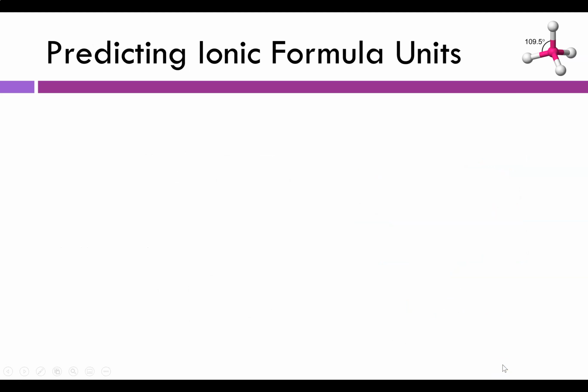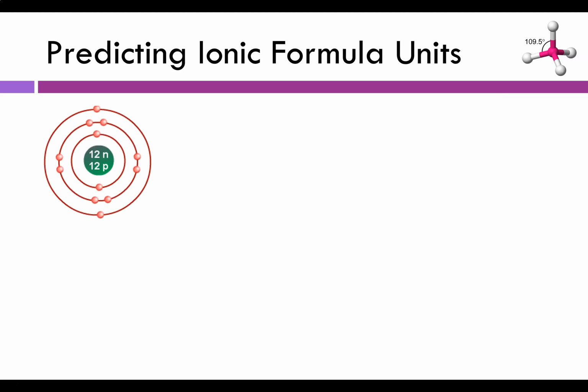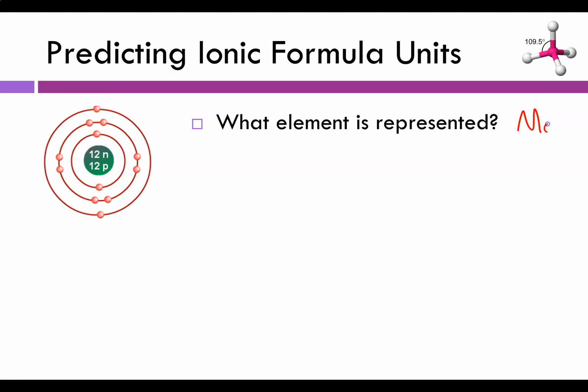All right, so one big thing that we need to be able to do by the end of this lesson is to predict the ionic formula units. So I'm going to walk through a couple of steps and we'll talk about how to streamline it. But first, let's start with this Bohr model of the atom. What element is represented? Well, hopefully you see the 12 protons in the nucleus. You go to the reference table, specifically the periodic table, and we know magnesium is the only element on the table with 12 protons in its nucleus.